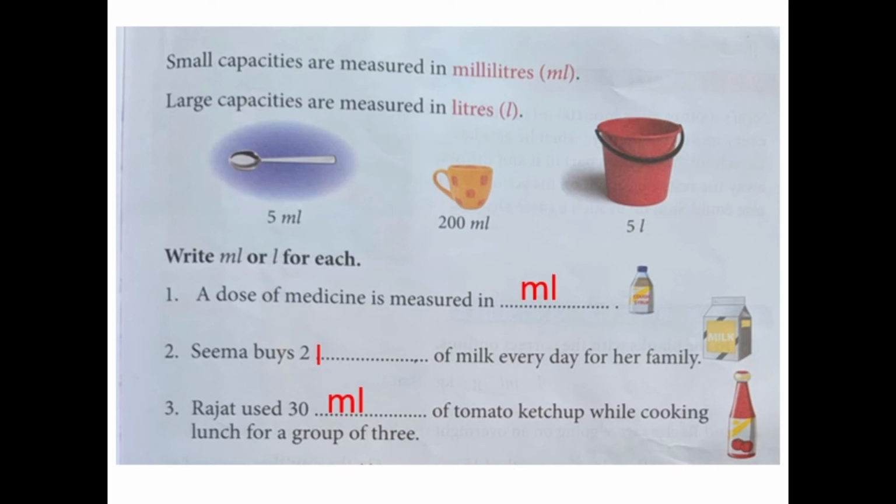Children, shall we do this exercise? Write milliliter or liter for each. Number 1. A dose of medicine is measured in dash. Correct answer is milliliter. So you write ml. Number 2. Seema buys 2 liter of milk every day for her family. Number 3. Rajat used 30 milliliter of tomato ketchup while cooking lunch for a group of 3. I hope you understood standard units of length, weight and capacity.